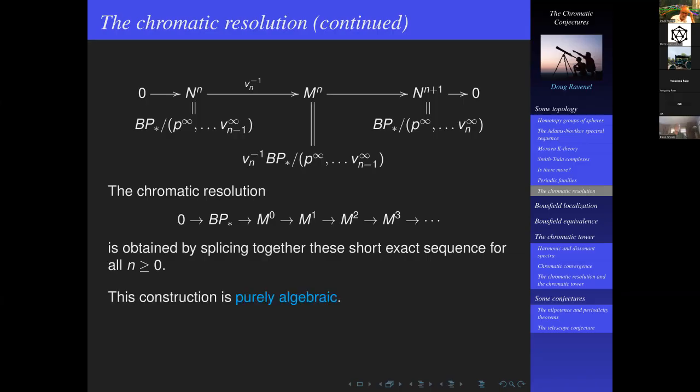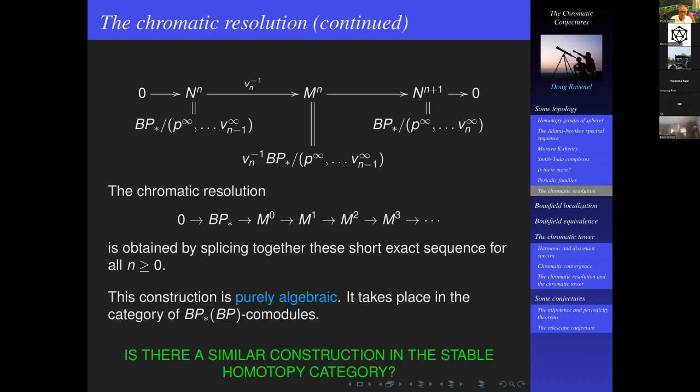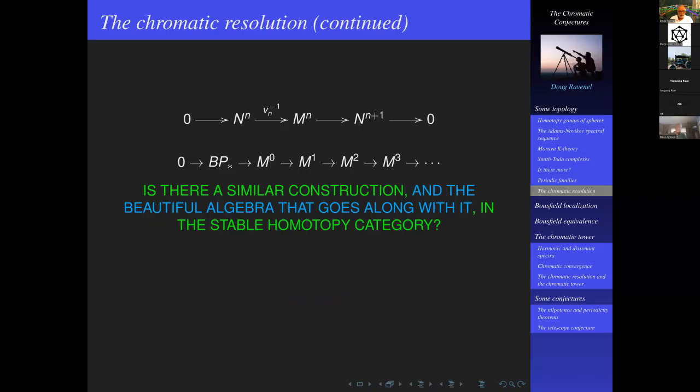Now, this construction is purely algebraic. It's a construction that I've done in the category of BP_* modules equipped with certain additional algebraic structure. The question is, is there a similar construction in the stable homotopy category? That's the real question. Is there a similar construction in the stable homotopy category?